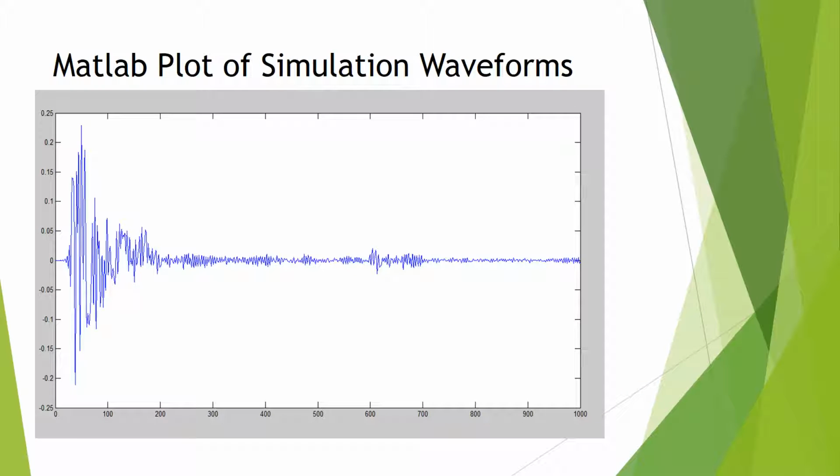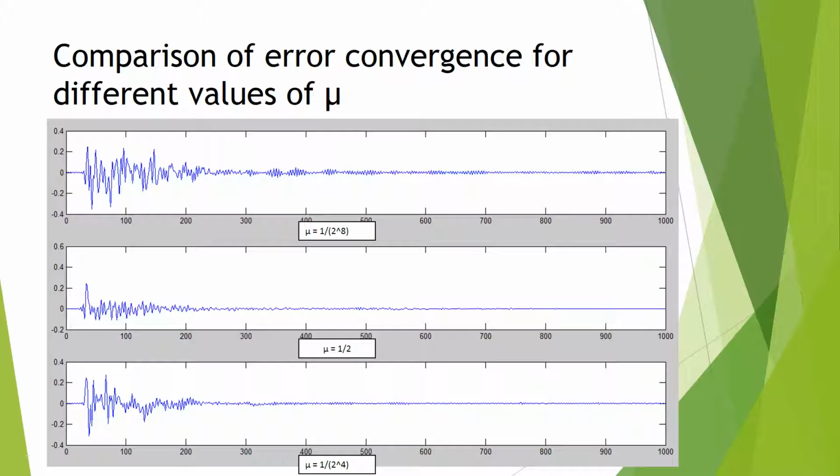So here it is. This is the value of the error signal against the number of samples of the input. And as can be seen, the error signal converges. But the convergence of the error signal depends on the value of mu, that is the convergence factor. As can be seen, the larger the value of mu, the less time it takes for the filter to converge, and the smaller the value of mu, the more time it takes for the filter to converge. But the value of mu can't go beyond a certain limited window of values. As can be seen, different values of mu affect the convergence rate of the filter.